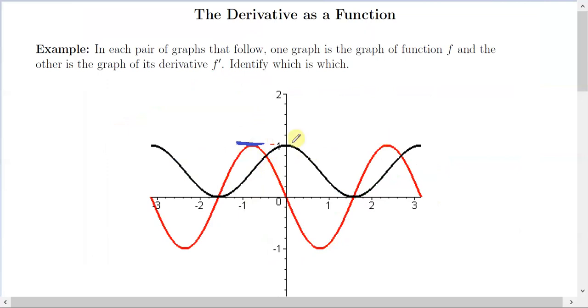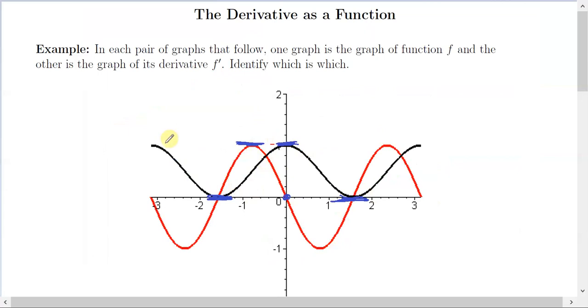Let's look at the black graph. Here, the black graph has a horizontal tangent. If the red graph is its derivative, it better be crossing the axis, and we can see that it is. Everywhere the black graph has a horizontal tangent, the red graph is crossing the axis. So that's some evidence to say that the red graph is the derivative of the black graph.